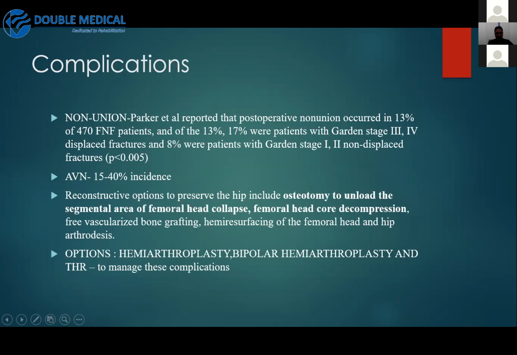And reconstruction options to preserve the hip include osteotomy to unload the segmental area of the femoral head collapse, femoral head core decompression, free vascularized bone grafting, and also hemiarthroplasty. So the other options, once they develop this complication, there's no turning back. We have to go to either a hemi, bipolar, or THR.